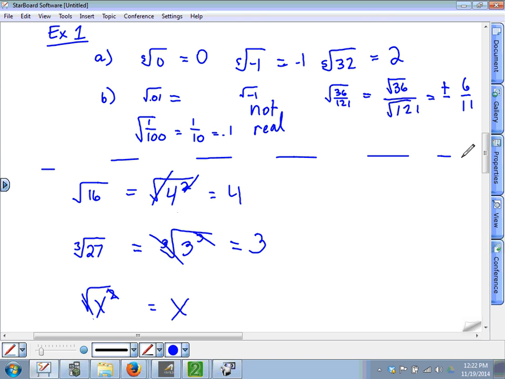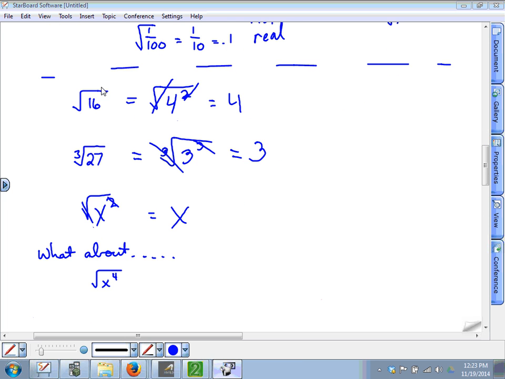Does a square root cancel out a power of 3? Or a power of 4? What does a square root cancel with? So what about, well, I don't want you to see the answer here. I want you to write the square root of x to the 4th. So the square root of x to the 4th.